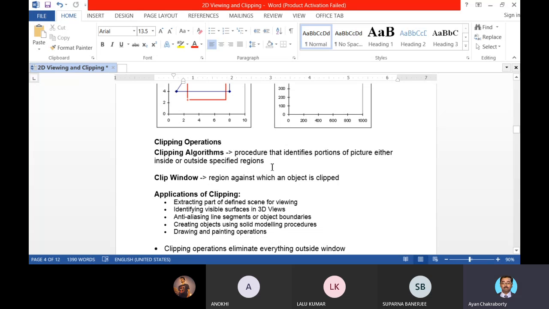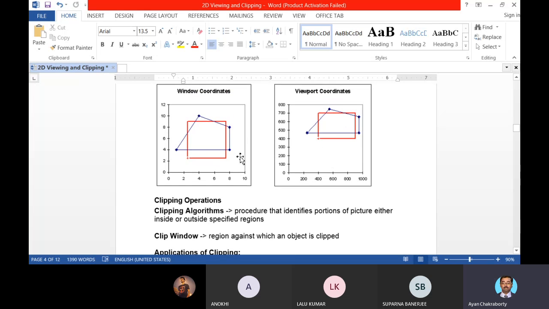Procedure that identifies portions of the picture. It means that here, as you can see, this blue colored object has some portions which are outside of this red colored frame. Here in the window coordinate also, and here in the viewport coordinate also, there are some portions of this object which are outside of this red colored frame. This red colored frame is our visible region, or rather our specified region.